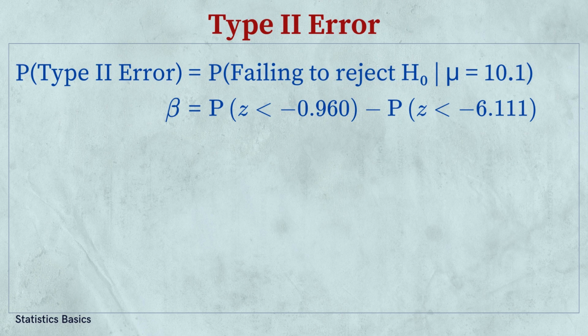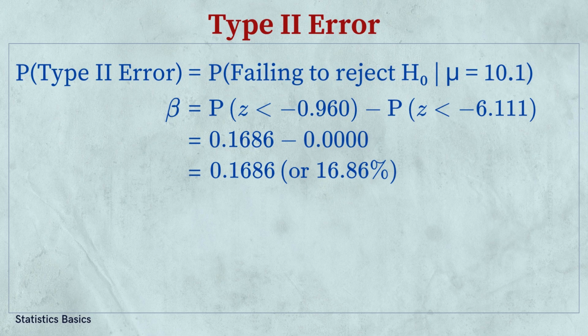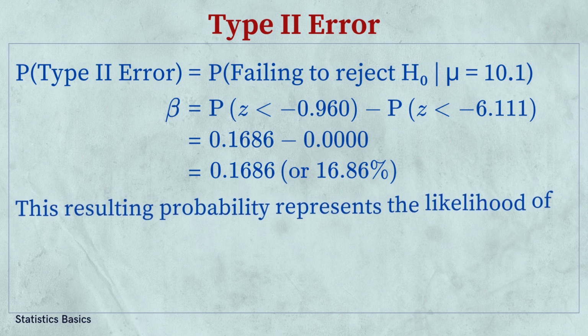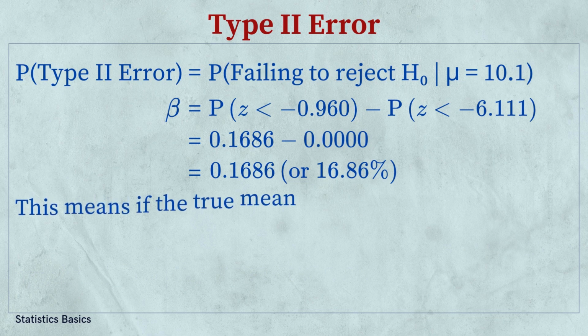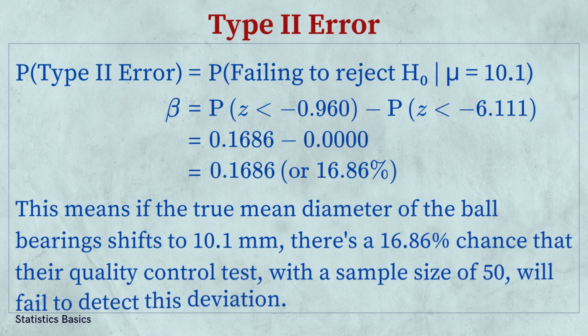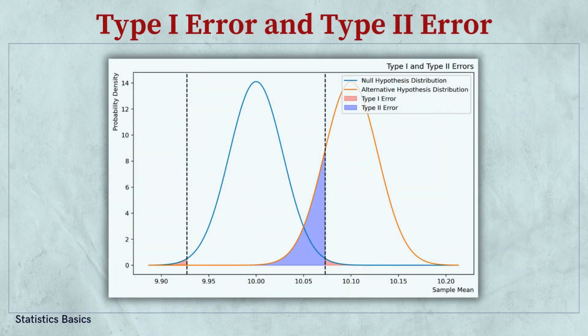This probability can be determined using a Z-distribution table by locating the corresponding Z-scores and finding the area under the curve between those values. This resulting probability represents the likelihood of a Type 2 error, which is the chance of failing to detect this specific shift in the mean diameter. This means if the true mean diameter of the ball bearing shifts to 10.1 millimeters, there's a 16.86% chance that their quality control test, with a sample size of 50, will fail to detect this deviation.